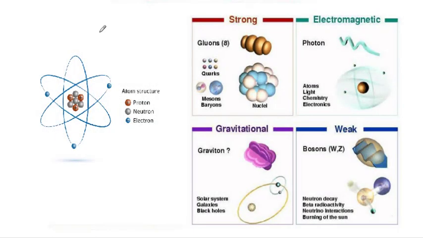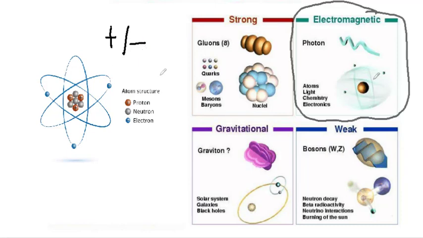An atom has positive protons, negative electrons, and neutral neutrons. Each of these pieces is called a particle. And when we talk about electricity, we're talking about positives and negatives. We're talking about particles. Particle physics has four fundamental forces. Electricity belongs to the fundamental force of electromagnetics.